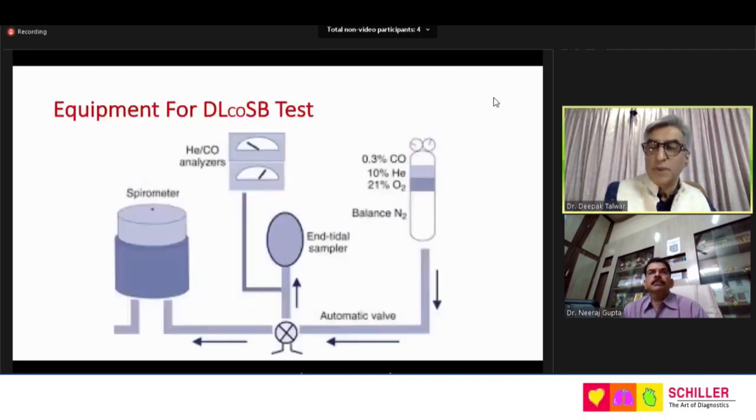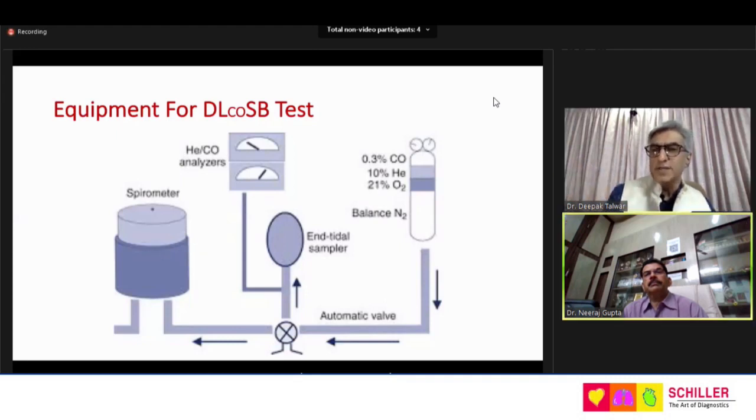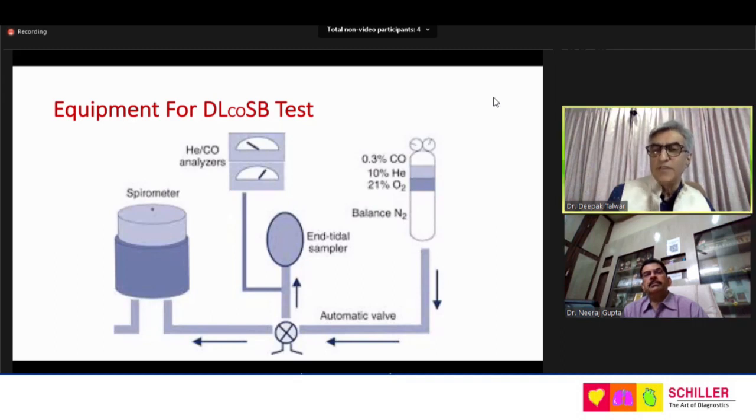Equipment is obviously, because you need to do a spirometry along with it. So there is a spirometer and there are analyzers, and we will require 2 analyzers, helium and carbon monoxide. So it's basically 2 analyzers, and then you have a cylinder which provides you a fixed gas, which generally contains about 10% of helium, 21% of oxygen, 0.3% of carbon monoxide, and whatever is left behind is compensated by the nitrogen. And this mixture you inhale, you hold the breath, and then you exhale.